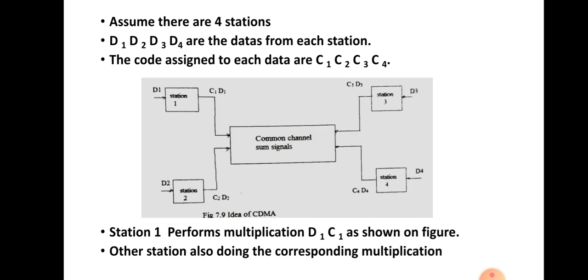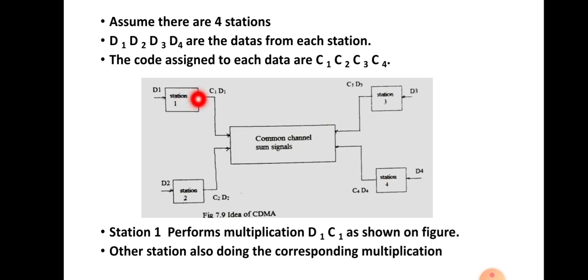Suppose let us clarify this CDMA concept. Suppose there are 4 different base stations, station 1, station 2, station 3 and station 4. Sometimes it may be a mobile. So mobile 1 will have some data, mobile 2, mobile 3 and mobile 4, and suppose all it will be a base station.